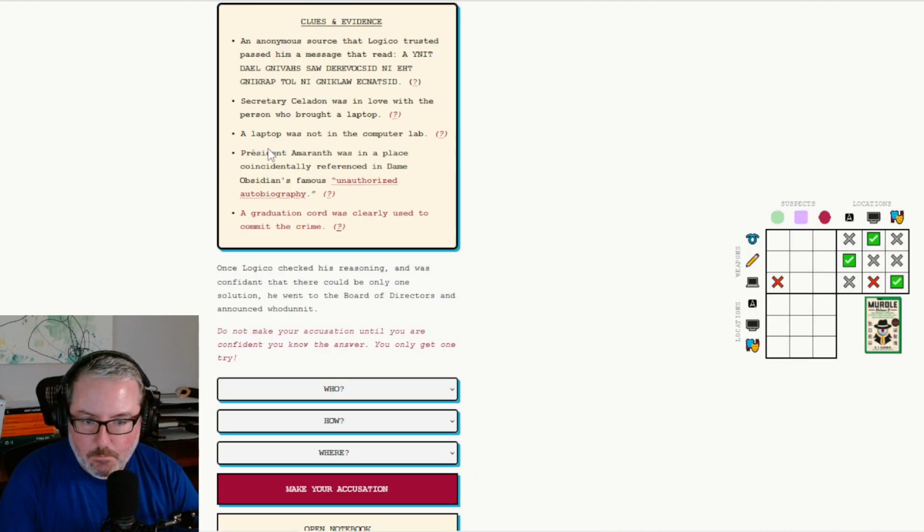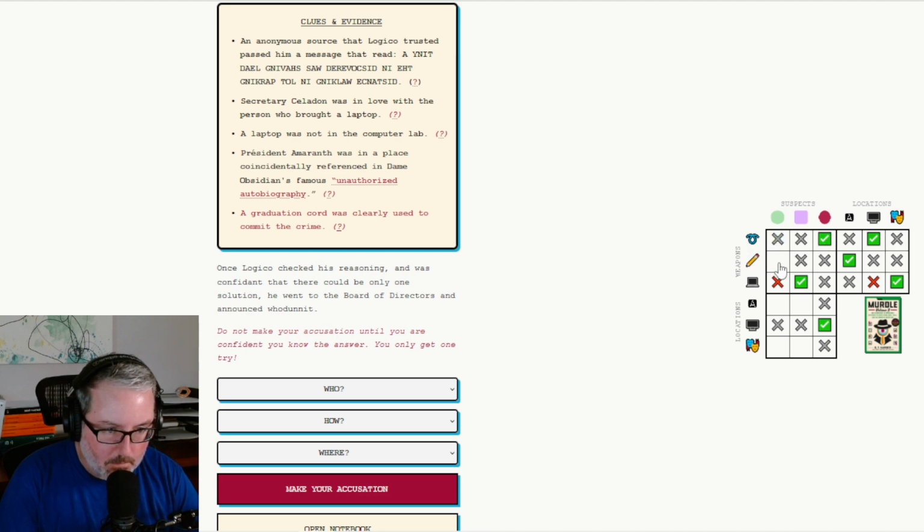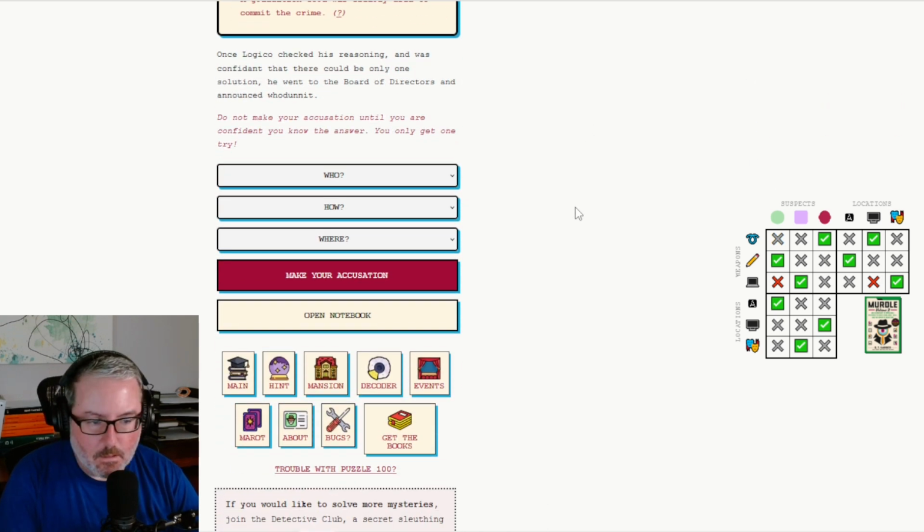So President Amaranth was in the computer lab is what this is saying. Amaranth is the red one, yeah, and the computer lab is down here, so that's where they were. Now we know the computer lab is also set up with the graduation cord, so that must be there. Therefore we get this and this, and we end up getting Mauve has a laptop. They would be in the Greek theater then, and that would be the way we fill out the grid.